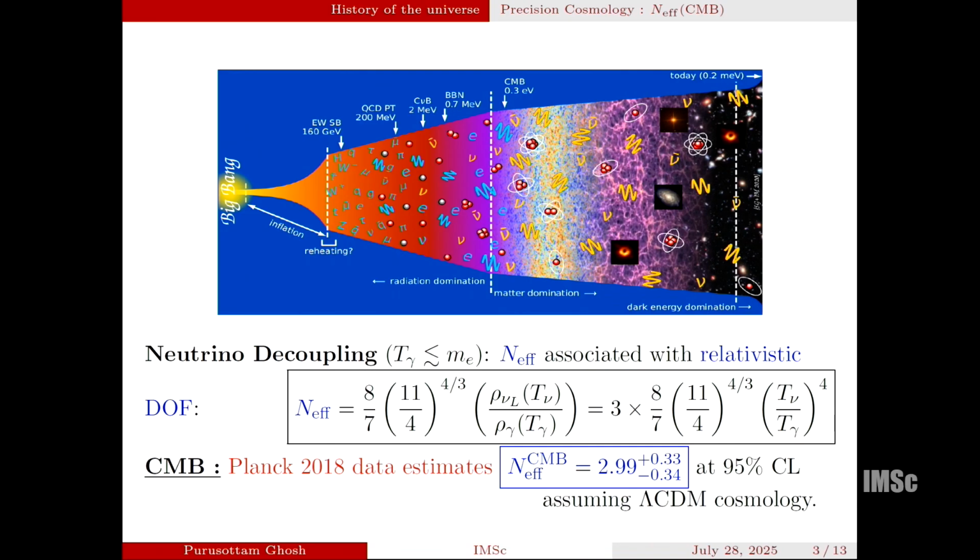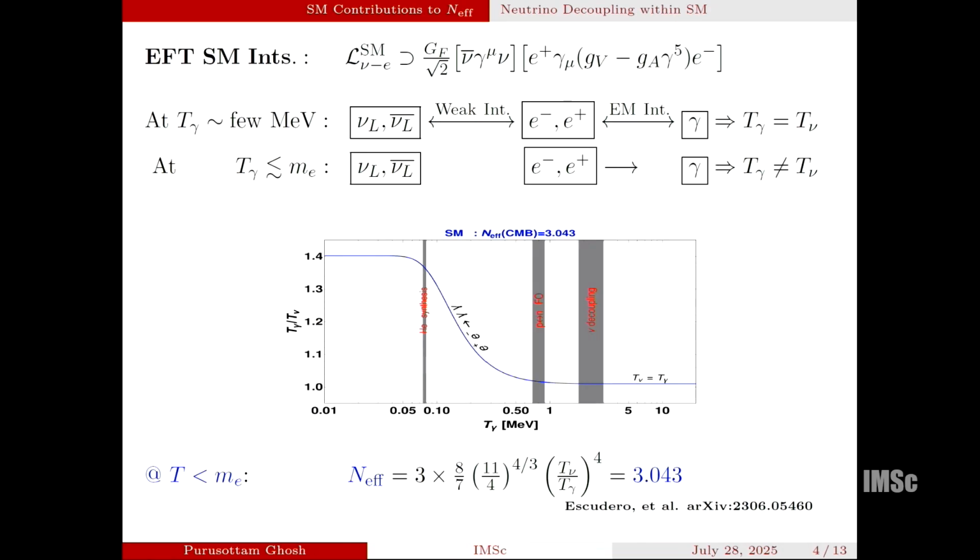Let us discuss our understanding of N effective based on Standard Model particle physics. This is the effective interaction associated with the neutrino and the electron-positron. At high temperature, let's assume around 10 MeV, neutrino and photon both share the same temperature. As the temperature drops and the universe expands, the weak interaction rate falls faster than the electromagnetic interaction rate, and therefore neutrinos decouple from the photon bath.